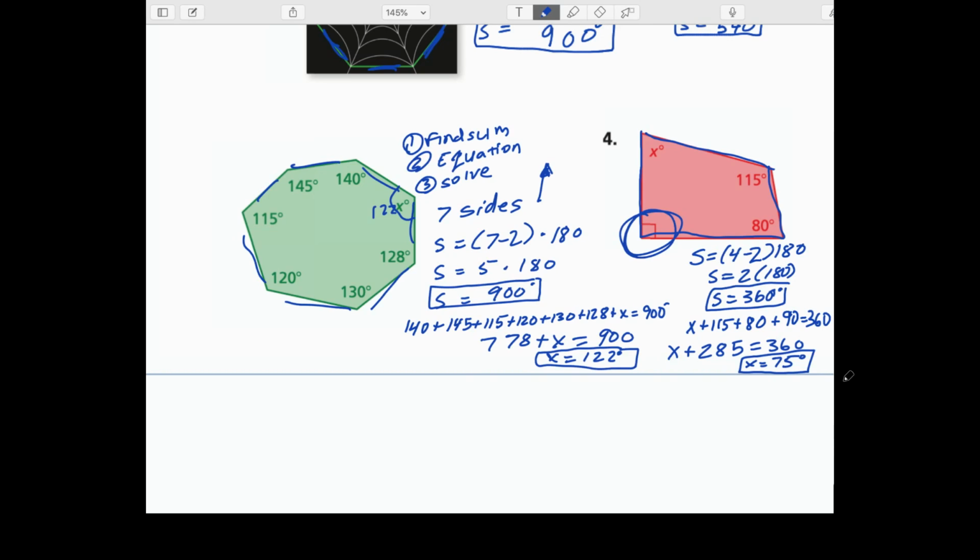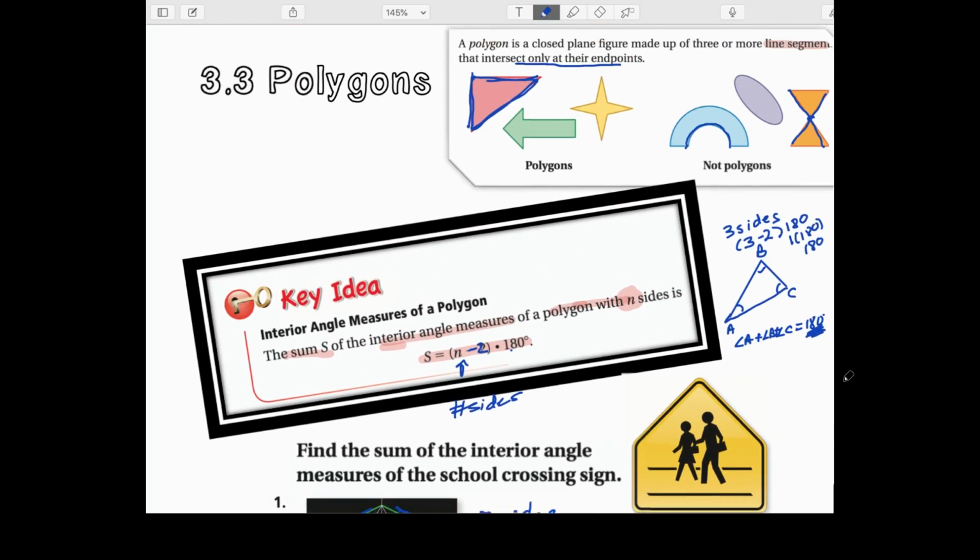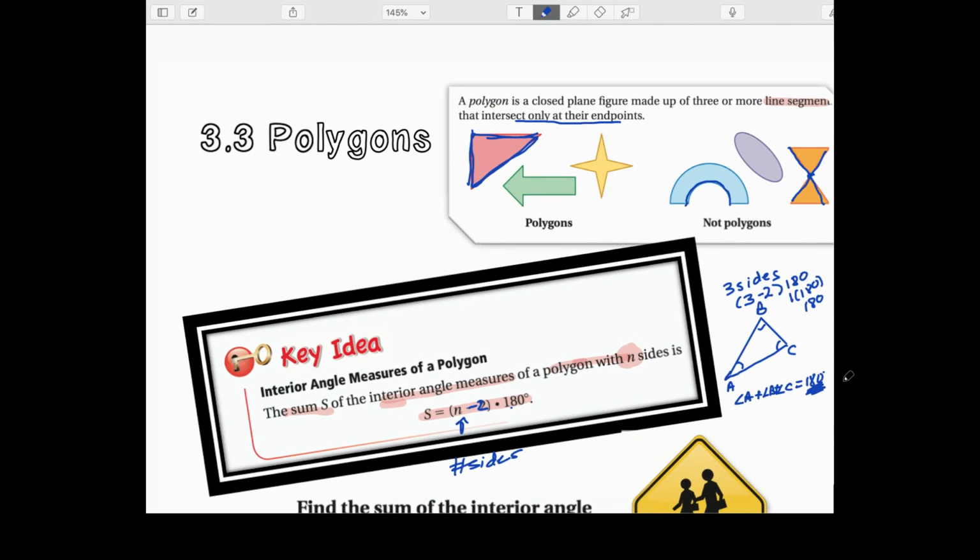Sum of the interior angles of a polygon. We are doing 3.3, 1 through 14 on Big Ideas Math. That will show up in the Google Classroom as a list item, so you'll know what you need to do with that.